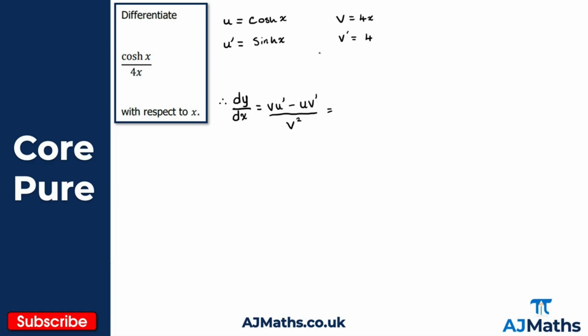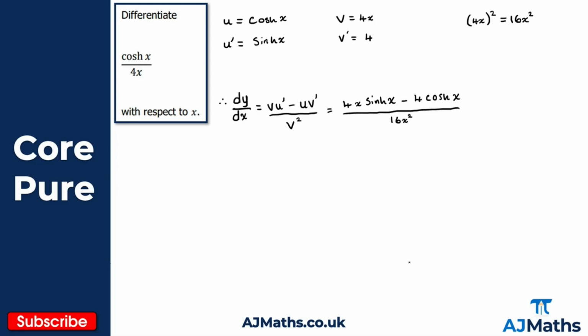So vu prime, so v is 4x, times that by u prime, which is sine x. So I'm going to get 4x sine x there. Okay. Then we minus uv prime. So u is cosh x, times that by 4. I'm going to get minus 4 cosh x. Okay. And then we divide this here by v squared. So if v is 4x, we divide this by 4x squared. So 4x all squared, which would give me 16x squared. Okay. We divide this by 16x squared.